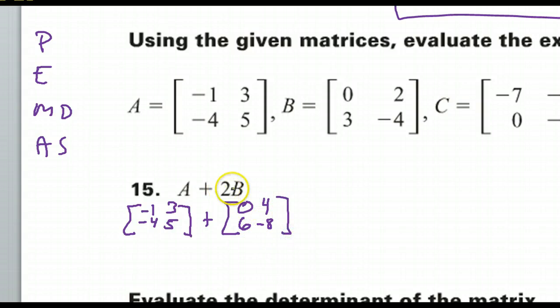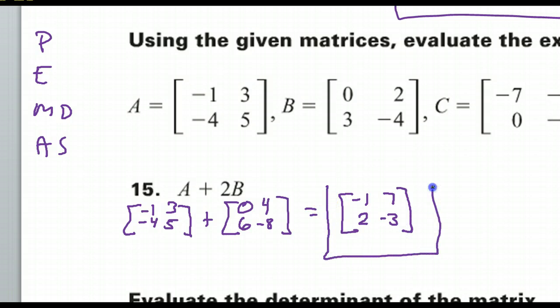See what I did there? I took 2 and I multiplied everything by 2. Now I can go ahead and add, and that's going to give me -1. I'm just adding these corresponding entries. So -1 plus 0, 3 and 4 make 7. -4 and 6 make 2. 5 and -8 make -3. Okay, so this would be the answer for number 15.